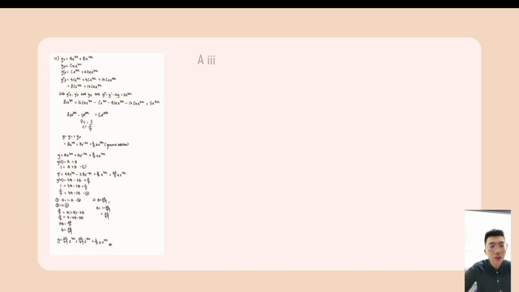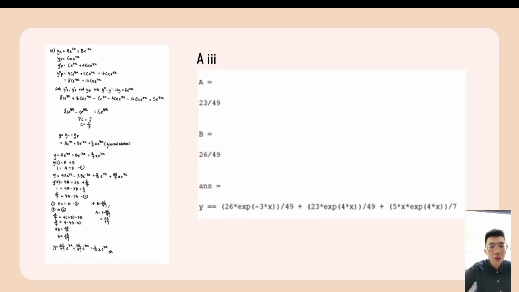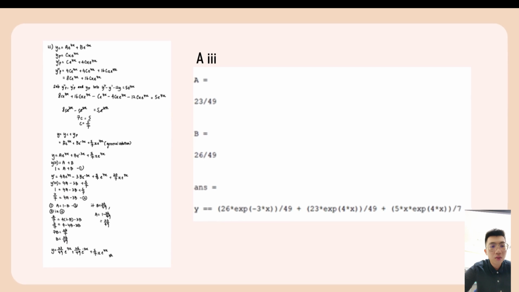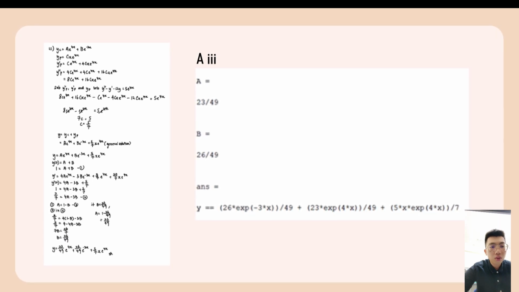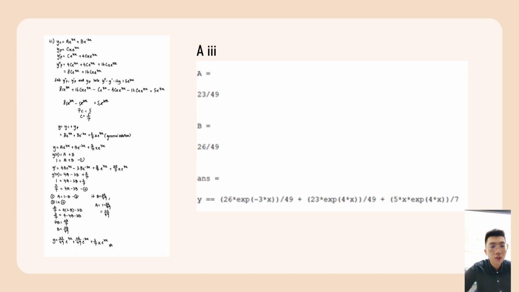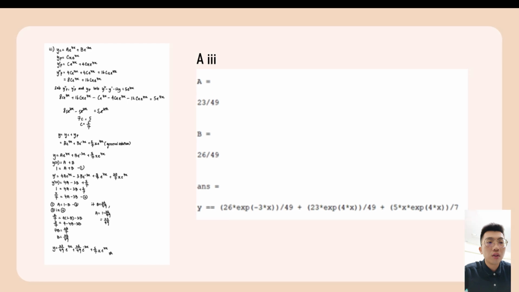For question 3, find the general solution of the second order non-homogeneous ODE with initial conditions y equal to 1 at x equal to 0, and y prime equal to 1 at x equal to 0. The final general solution is y equal to 26 over 49 e^(-3x) plus 23 over 49 e^(4x) plus 5 over 7 x e^(4x). So the manual calculations and the MATLAB output are the same.